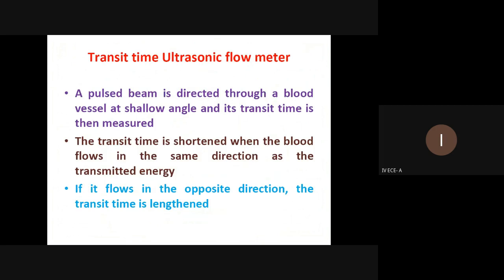In a transit time ultrasonic blood flow meter, a pulsed ultrasonic beam is directed at a shallow angle through the blood vessel, and the transit time is then measured. When the blood flow is in the direction of energy transmission, the transit time is short, and when the flow of blood is in the opposite direction, the transit time value is greater.